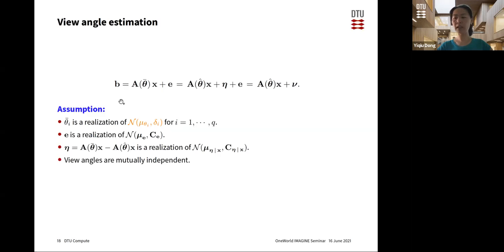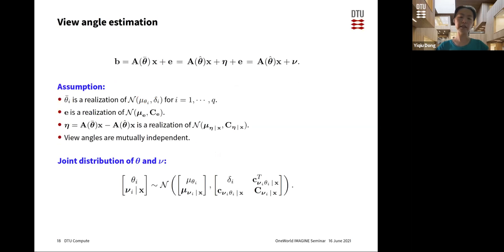Compared to the previous method, the main difference in assumptions is here. We need to assume the view angle follows a Gaussian distribution. In the previous method, it didn't matter which type of distribution; we just needed to know a distribution. Here we need to assume it's Gaussian. Then if theta follows a Gaussian distribution, and the combined error term nu also follows a Gaussian distribution, we can write down the joint distribution of theta and nu.